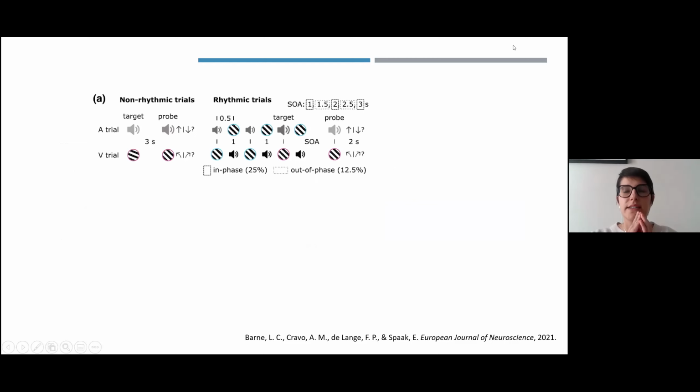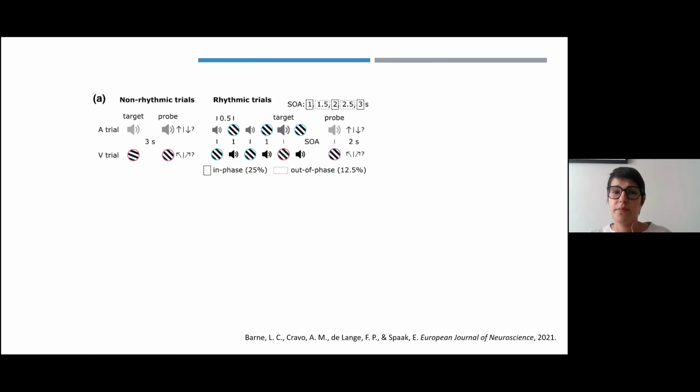In the next paper, we had 2 conditions. One was non-rhythm. So we presented a target, and after 3 seconds, we presented a probe, and it was a discrimination task. The participants needed to say whether the probe, in an auditory trial, had a higher or lower frequency, and in the visual condition, whether the orientation was tilted clockwise or counterclockwise to the target.